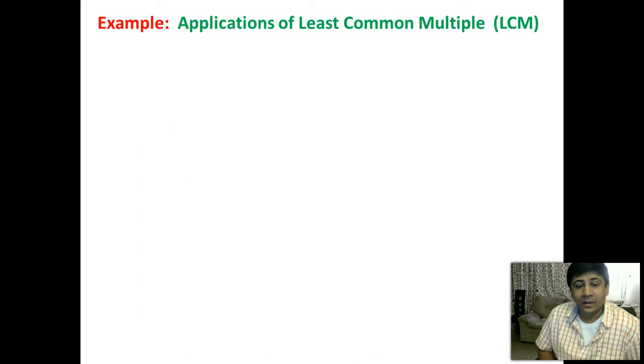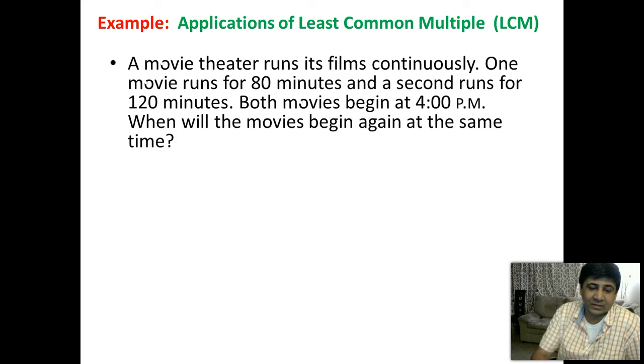Now I want to finish this lecture with one application. This is the application of least common multiples. An interesting example: suppose you are in a movie theater with two movie halls where movies run back to back. Two different movies start at 4 p.m.